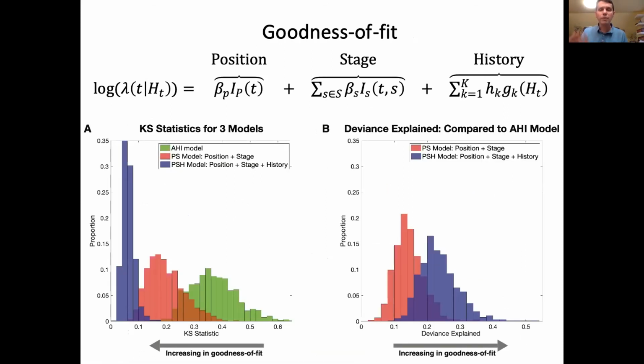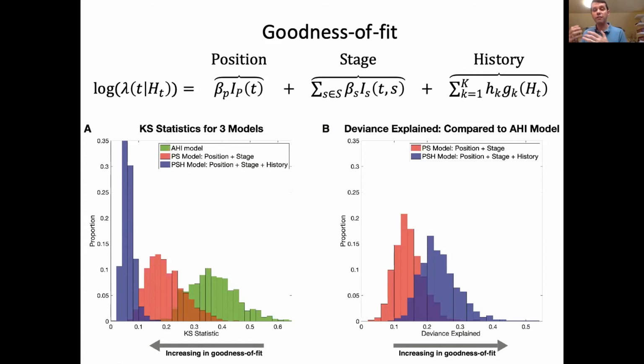Okay, and then just the final thing, as I mentioned, once we build these models, we get for free these tools for assessing goodness of fit. And there are multiple techniques we have for assessing. One that I mentioned briefly at the beginning are these KS statistics, where a smaller KS statistic indicates increasing goodness of fit. And here we can see a progression from a model that assumes a constant rate of events to one that incorporates position and stage to one that incorporates everything. So this is the distribution of those statistics over the population.